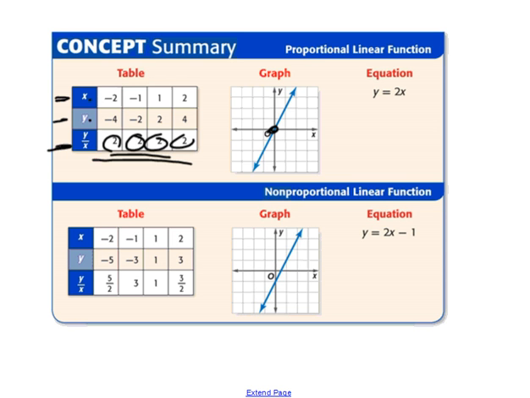All right, here's a graph. It is still a straight line. Here are the X's and the Y's and the ratios. The ratios are not constant, and please notice that it does not go through the origin.